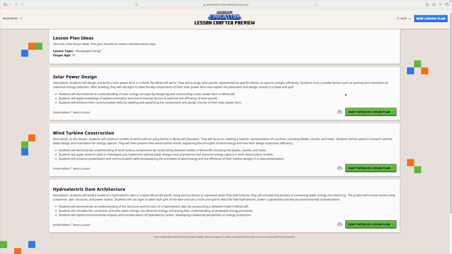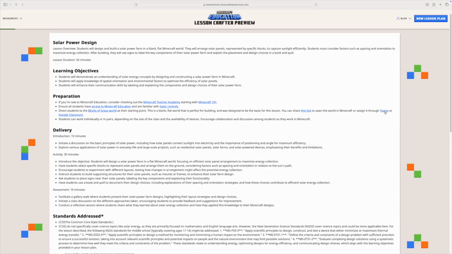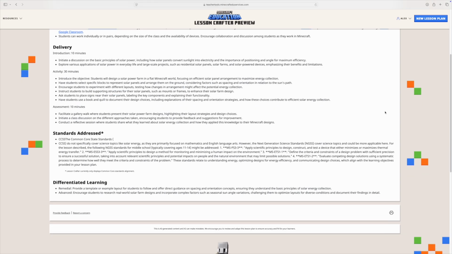We can click on Craft Detailed Lesson Plan to expand upon this one, and then Minecraft Education Lesson Crafter will basically just expand this lesson plan first with setting out the learning objectives and also lining out any preparation work you may want to do. It then generates a timeline estimation on how long you would spend on this lesson, and then it will also look at the standards that you're addressing with this lesson plan. It's quite a sizable list, so that is amazing to see. One important note to make here is that Lesson Crafter currently only displays Common Core Standards alignments. More could be coming later.